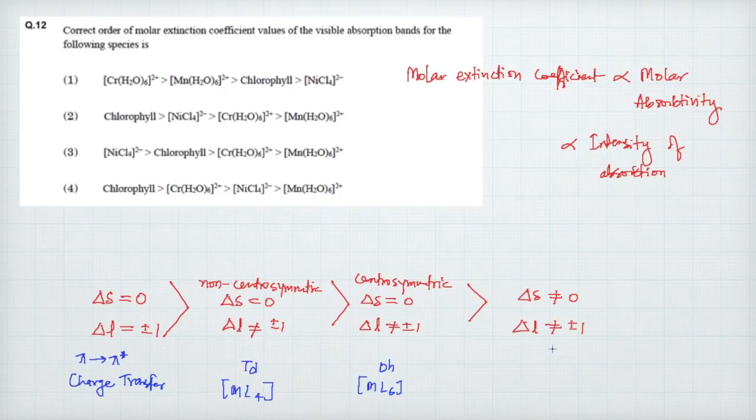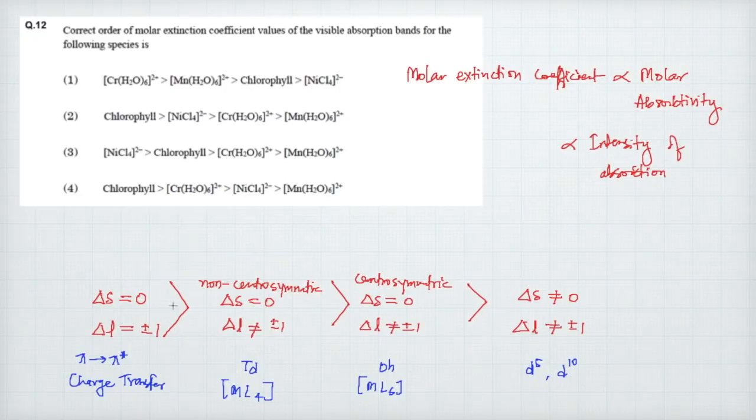And the last one is where the transition is neither spin allowed nor Laporte allowed. These are generally your d5 transitions or d10 transitions, where you cannot do the transition, right, because the higher orbital is already filled. So these are some of the examples which I have given. There are many others which can be discussed, but for the current scenario you need to know this, okay.